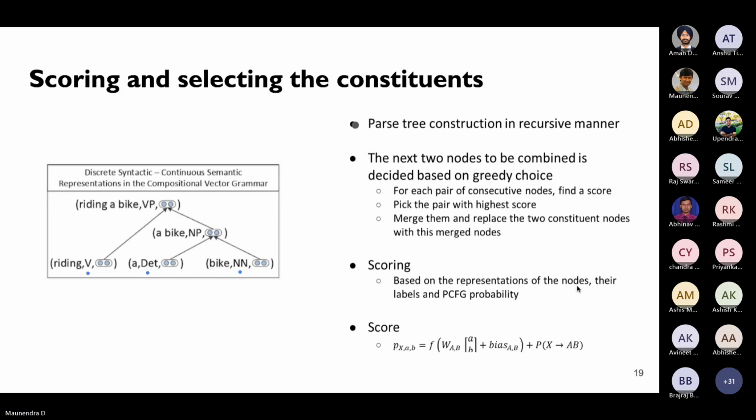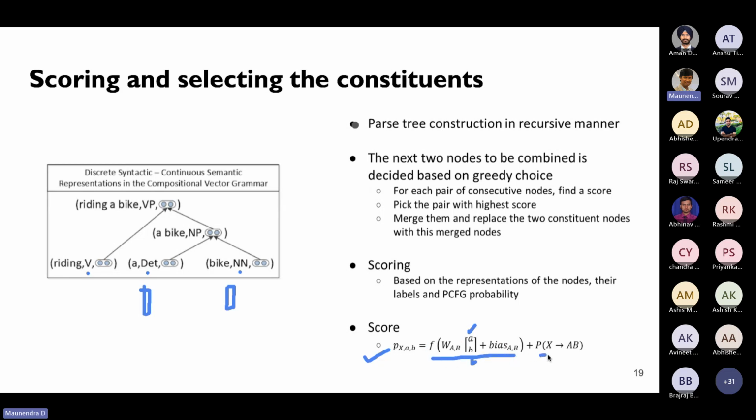So, and the scoring, they propose this formula where A and B are the representations for the two constituent nodes. For example, A is the representation for this and B is the representation for this. So they combine them, multiply with a weight matrix, add a bias, and then pass it to a neural network. So you get something here.